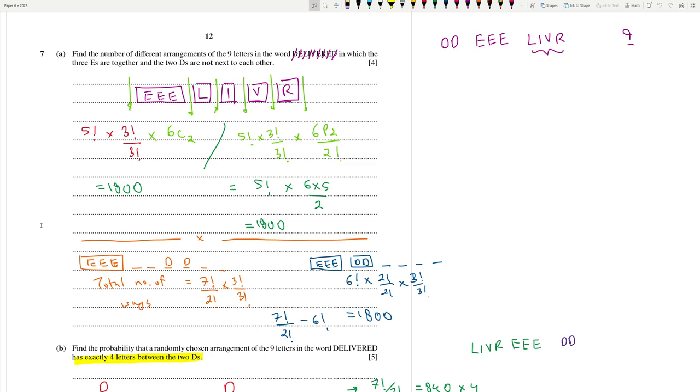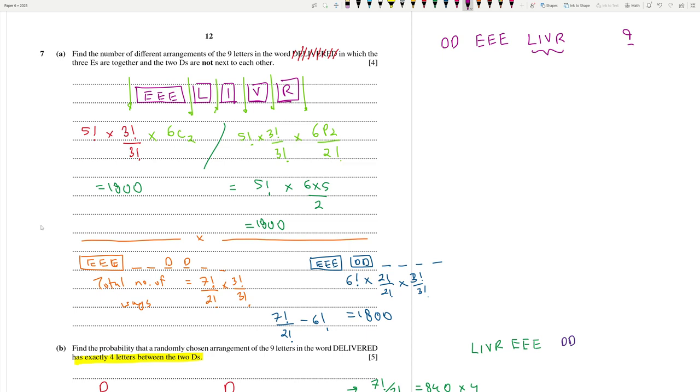Okay, so we write it down as double D, then triple E, yeah, followed by LIVR, liver. There are in total 9 letters.